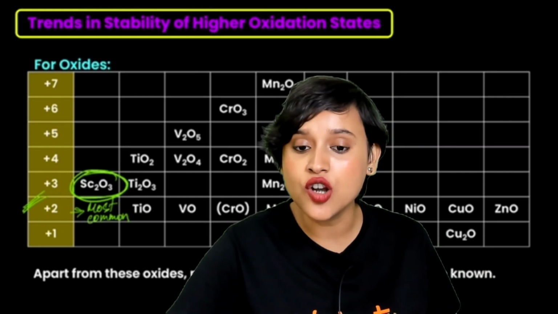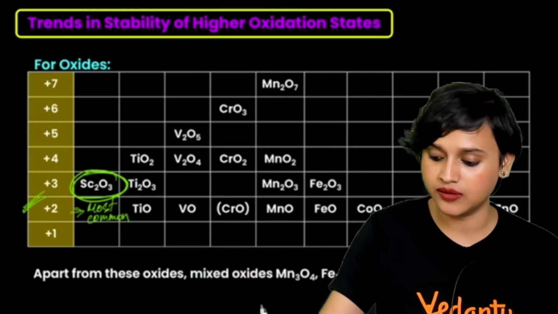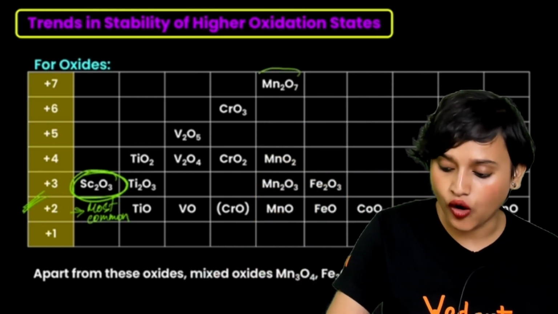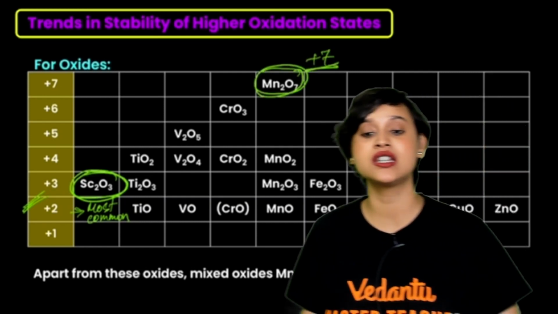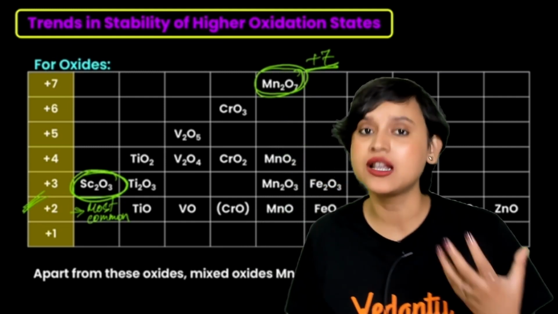And what is the highest oxidation state? The highest oxidation state, my dear students, as you can see, is obviously Mn. Manganese exhibits the +7 oxidation state.